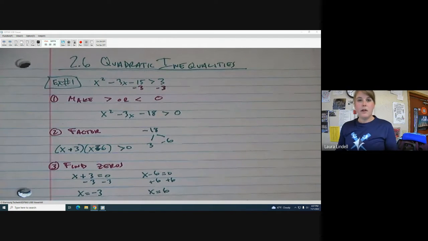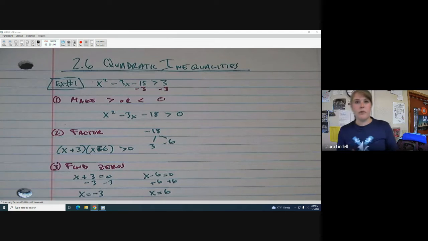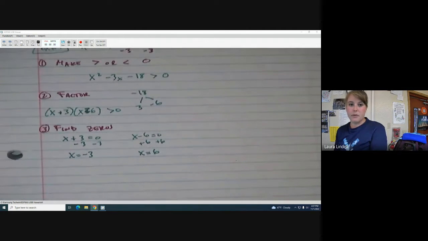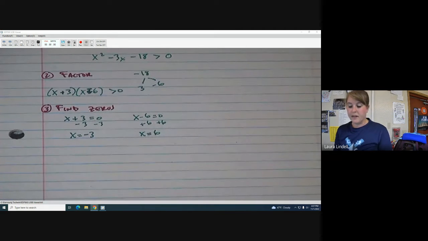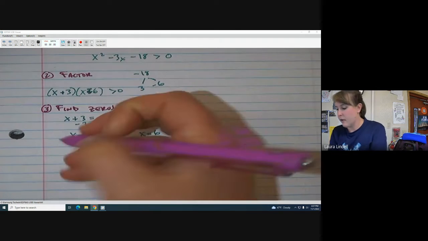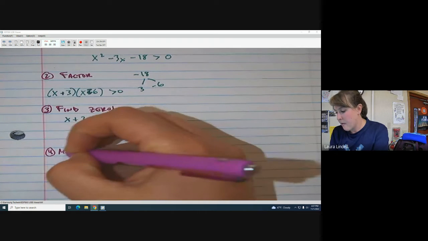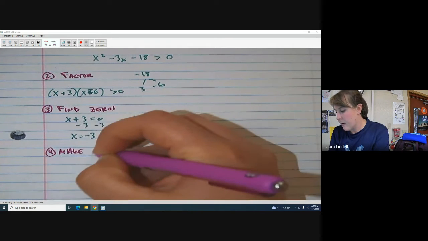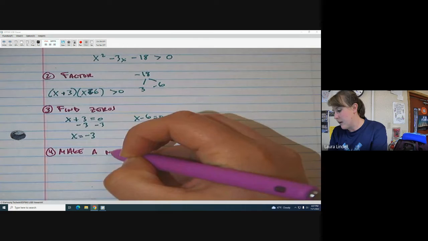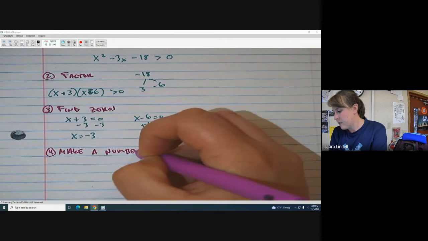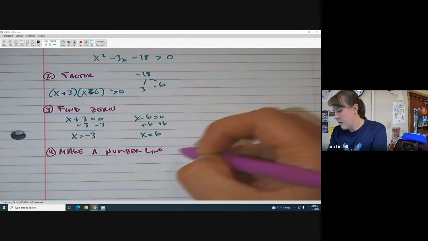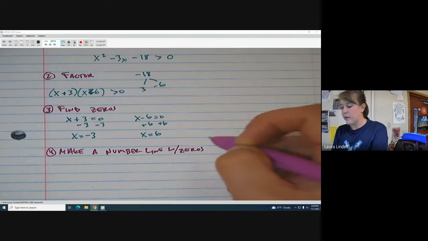Okay. In the next step, we're going to use both of those things, because what we're going to do is set up our number line and make a sign chart with it. So step 4, make a number line with your zeros that we just found.